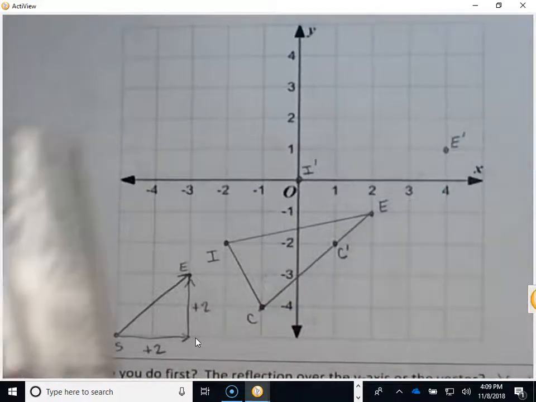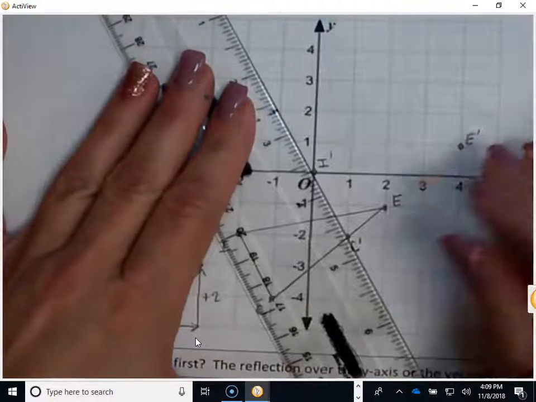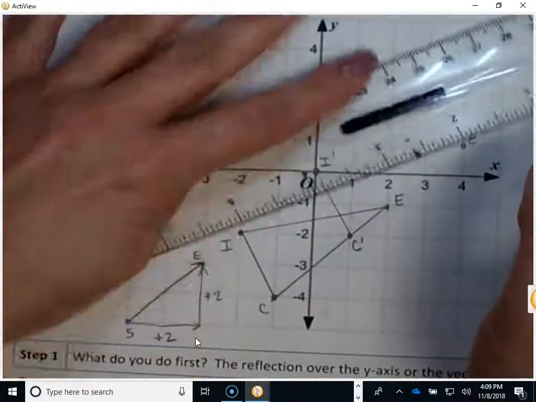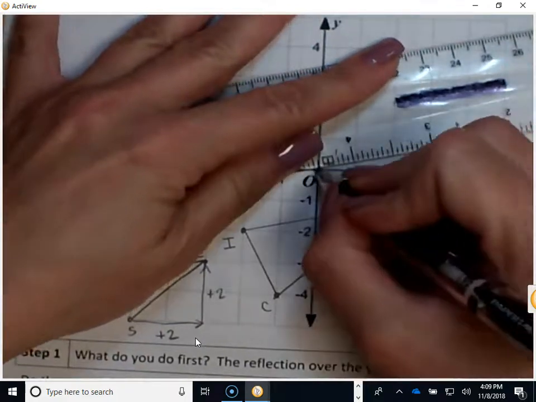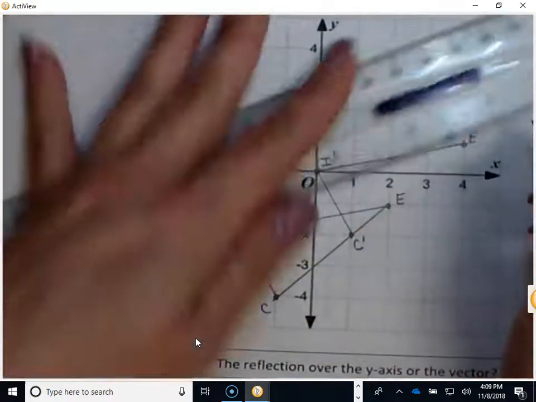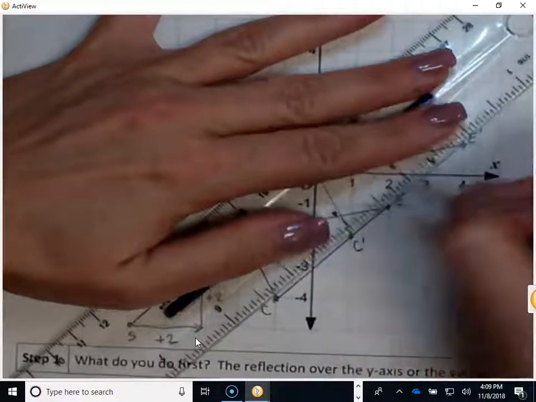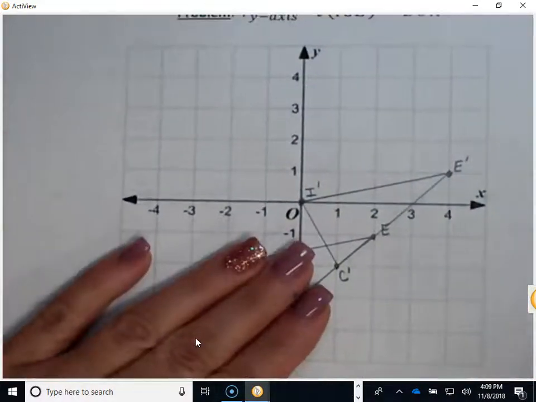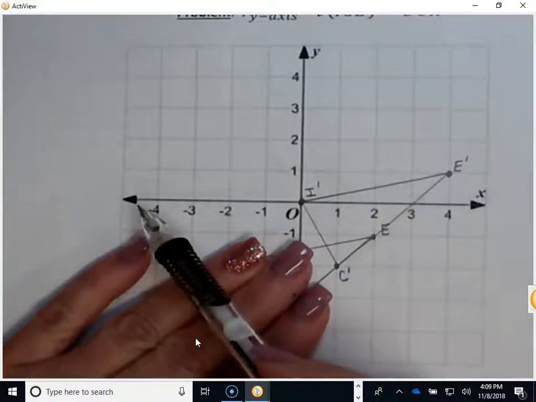All right, I'm going to connect those. I prime, C prime, E prime, and then we will be done with the ICE. We'll just be working with I prime, C prime, and E prime. So make sure you reflect the correct image across the y-axis. Okay, so we're done with this one. We're now reflecting I prime, C prime, E prime across the y-axis.